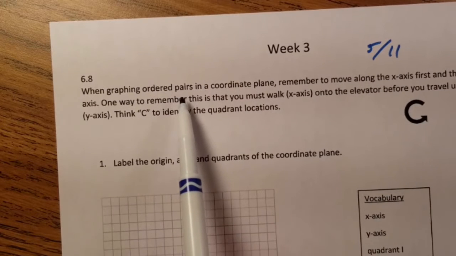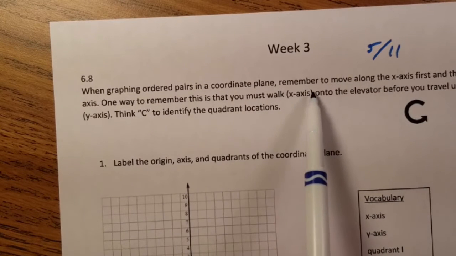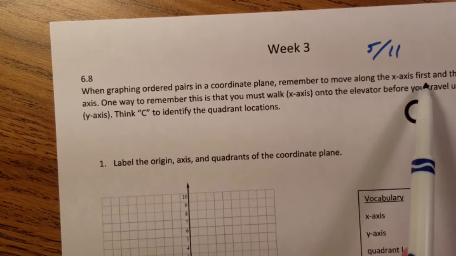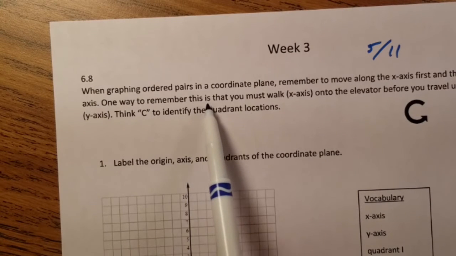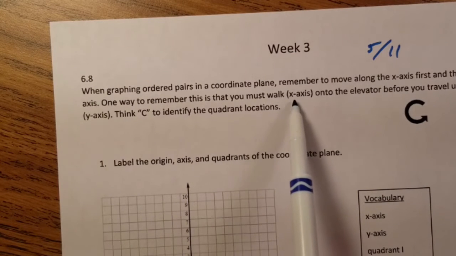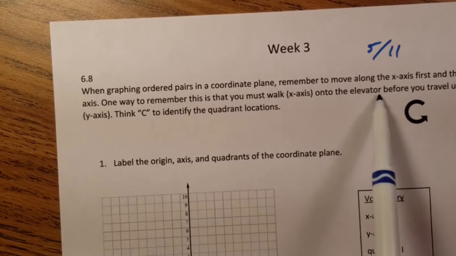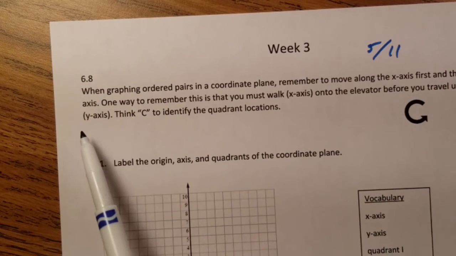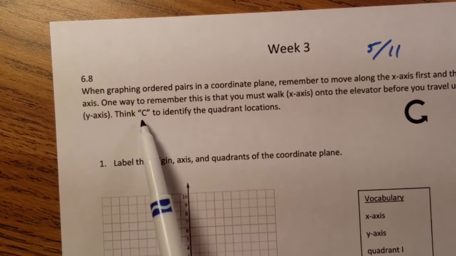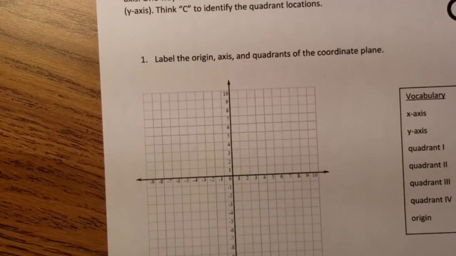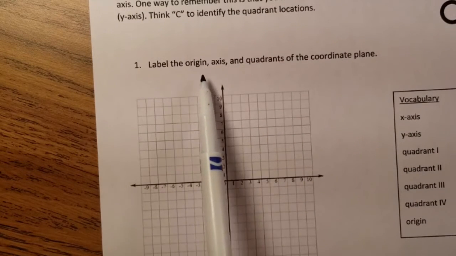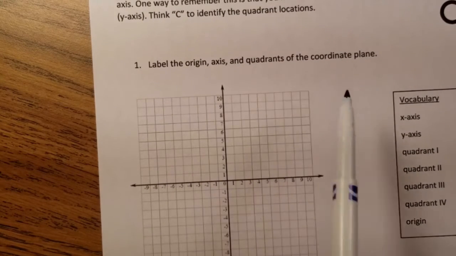When graphing ordered pairs in a coordinate plane, remember to move along the x-axis first and then the y-axis. One way to remember this is that you must walk x-axis into the elevator before you travel up or down y-axis. Think C to identify the quadrant locations. Okay, so we need to go ahead and label the origin, axis, and quadrants of the coordinate plane.